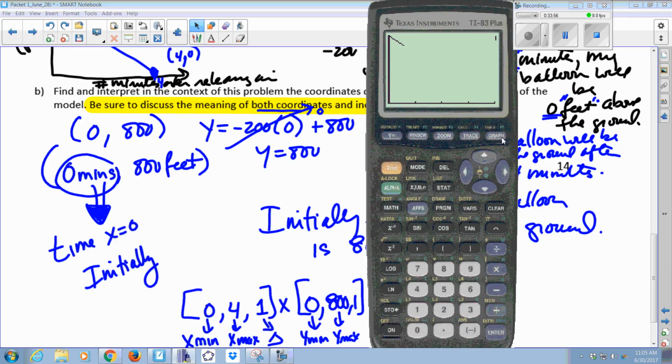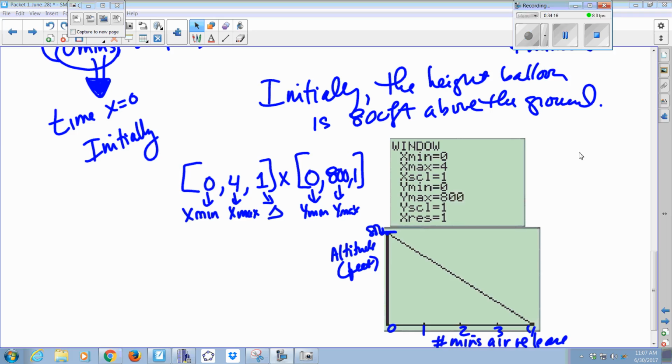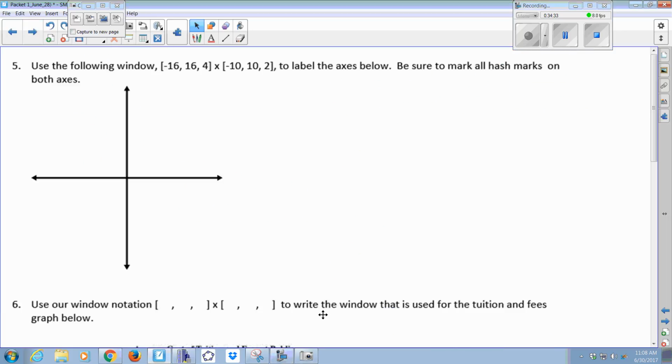And now you hit your graph, and there you see the graph of the height of the balloon over the first 4 minutes. Okay? What's interesting here is really setting up the window. So I'm going to take a little shot of that to show you how you would do it on your calculator. Okay, so as you can see here, here's the window for the balloon, and here's the graph that we get of the height of the balloon over the first 4 minutes based on this window. Okay, so again, a little practice with interpreting what the window dimensions mean.